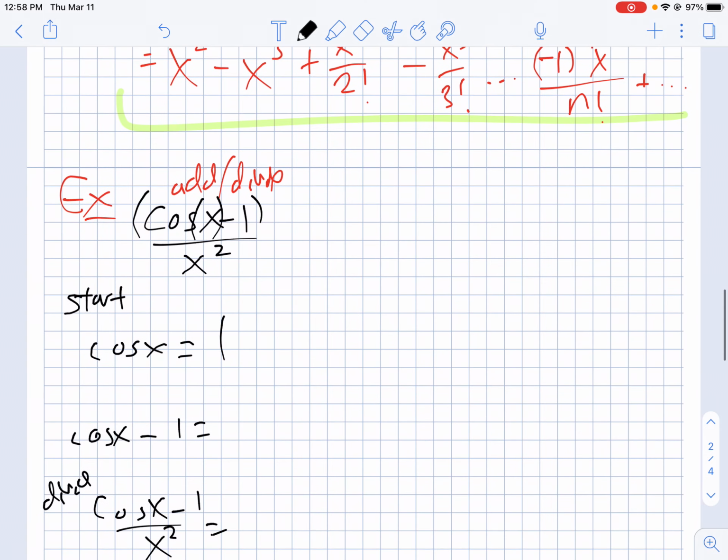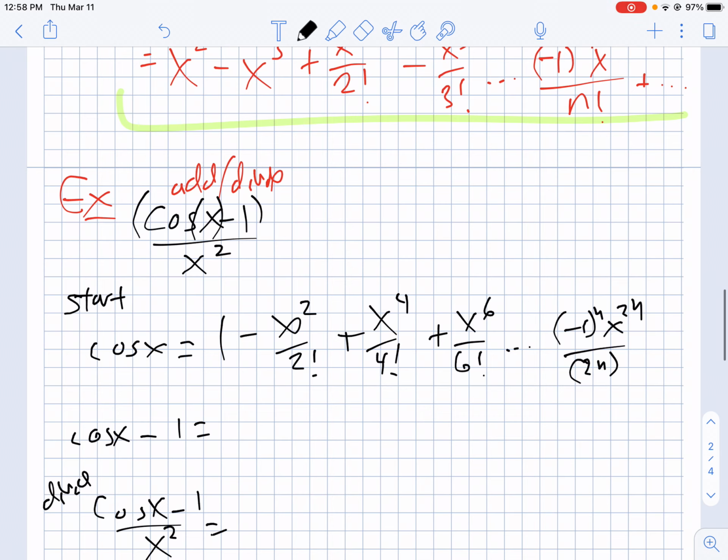So that's, of course, 1, I still have this memorized from like 5 minutes ago or whatever. So it's going to look like this. My general term is still the same. So negative 1 to the n, x to the 2n, and the factorial matches the exponent, of course.